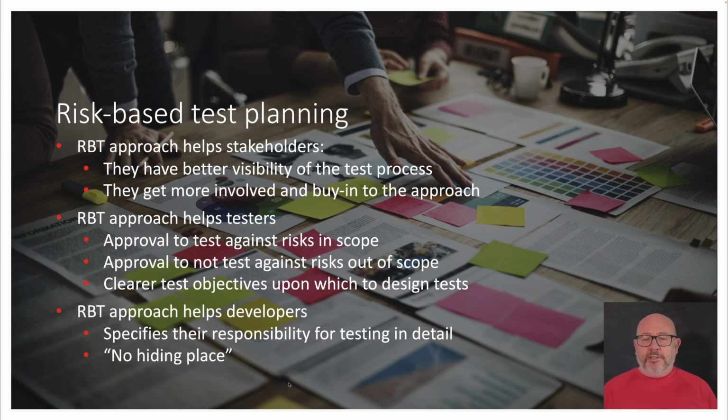RBT helps testers because it allows us to demonstrate another dimension of coverage, if you like, of the risks of most concern. So it gives us the commitment from stakeholders to test the things that are most important to them, that are most critical to them. But it also gives us the approval to not test stuff that will be out of scope, because the risks of those aspects failing is much lower or not of concern at all. At the end of the day, it gives us a clearer objective to aim at from the point of view of testing. We're not just guessing what's important. We know what's important from the conversations with stakeholders.